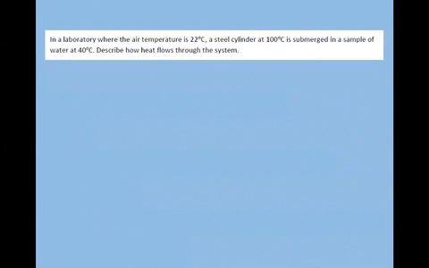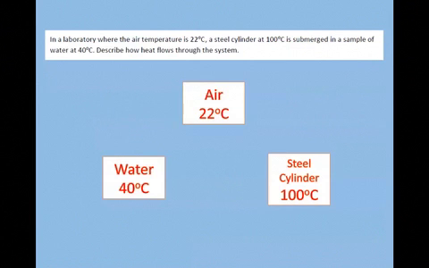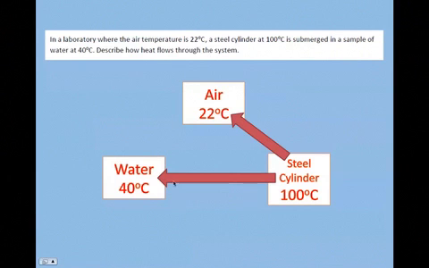So this is a common type of Regents question. In a lab where the air temperature is 22, a steel cylinder at 100 is submerged in a sample of water. How does heat flow through the system? I usually say set up a little diagram, put each object down and write their temperatures. Then draw arrows. Remember, it's always going to move from where it's hotter to where it's colder. So the steel cylinder is hotter than both the air and water. So heat would flow from the steel to the air and also from the steel to the water.